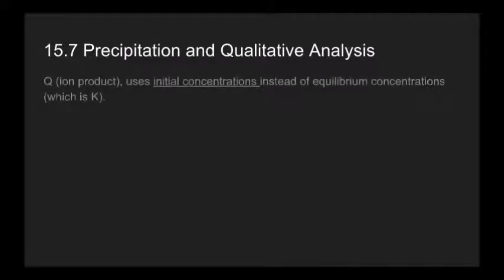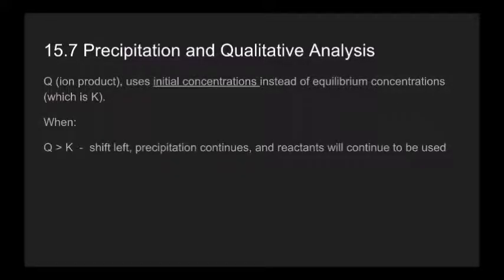I just got it. Okay, next we're going to talk about precipitation and qualitative analysis. Q, which is the ion product, uses initial concentrations instead of equilibrium concentrations. K and Q are basically the same, except you find Q using initial concentrations and K using equilibrium concentrations.